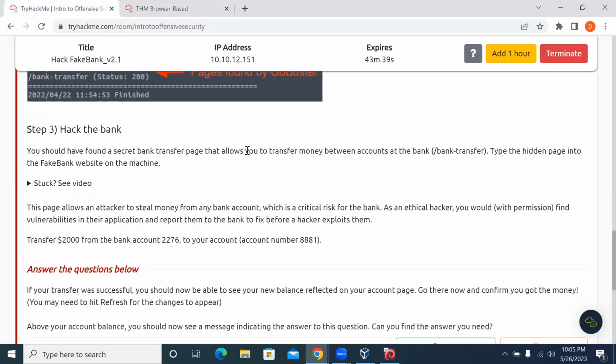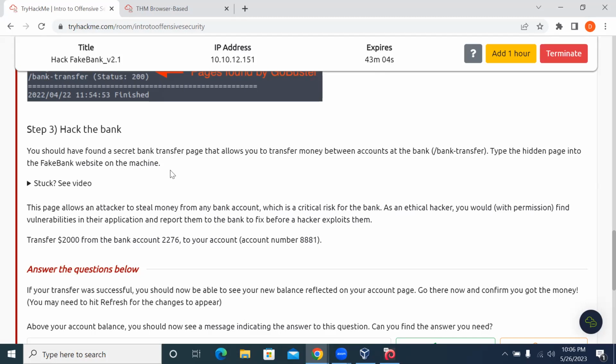So he said, okay, you should have found a secret bank transfer page that will allow you to transfer money between accounts at the bank, which is this page. Type the hidden page on the website, which we have done. This page allows an attacker to steal money from any bank account, which is a critical risk for the bank. As an ethical hacker, you would, with permission, find vulnerabilities in the application and report them back to the bank to fix before other hackers get it.